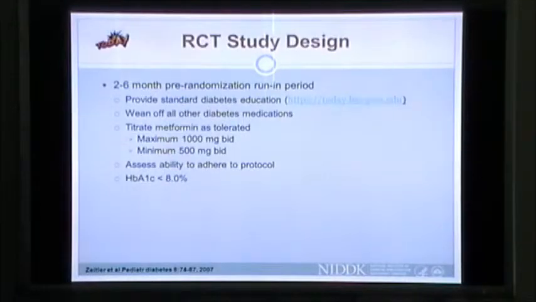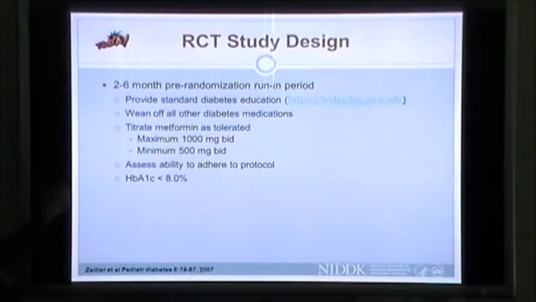We weaned them off any other diabetes medications, which it turned out really were just insulin. We titrated metformin as tolerated. They had a goal of 1,000 milligrams twice a day, but they had to tolerate at least 500 milligrams twice a day to be in the study.